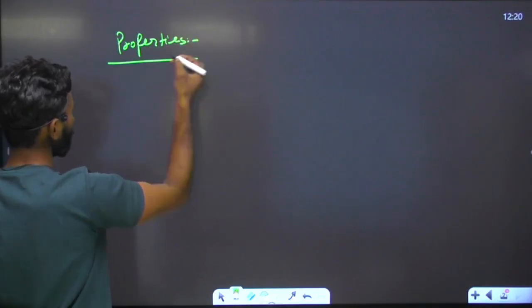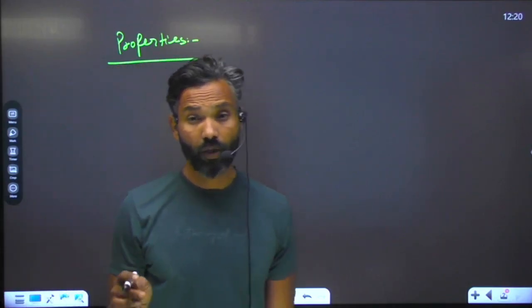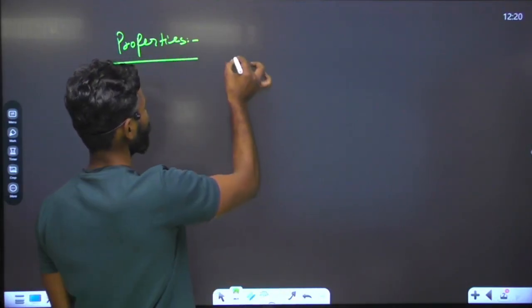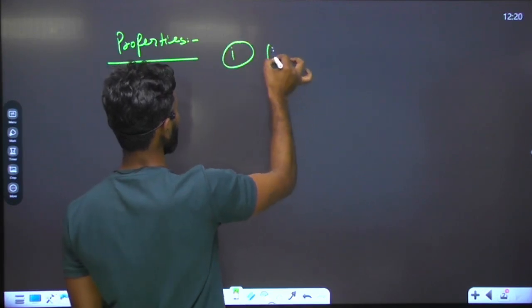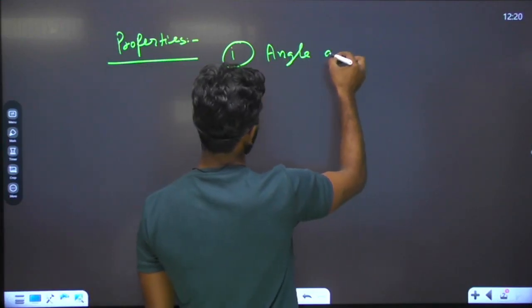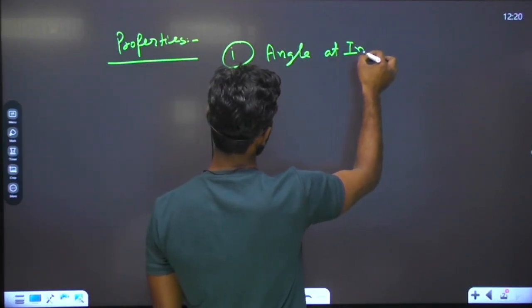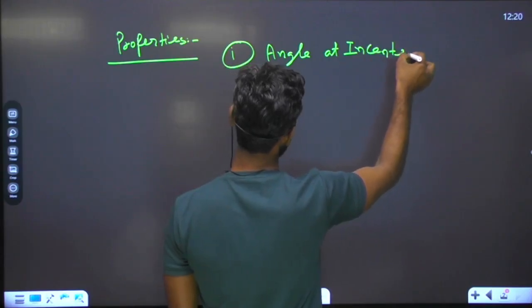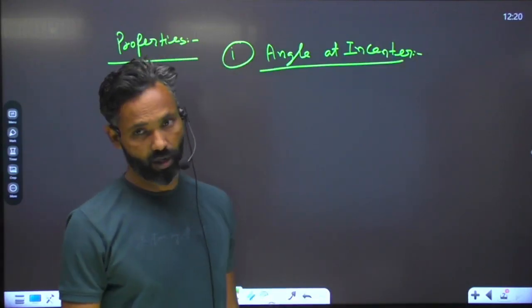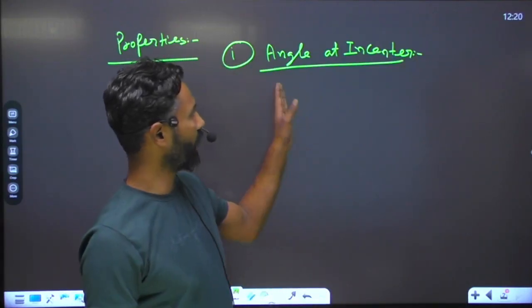So the first property we will discuss is about the angle at the incenter. As we discussed in the previous session, the angle at the circumcenter is twice the opposite angle. In the same way, now we have to discuss the angle at the incenter.